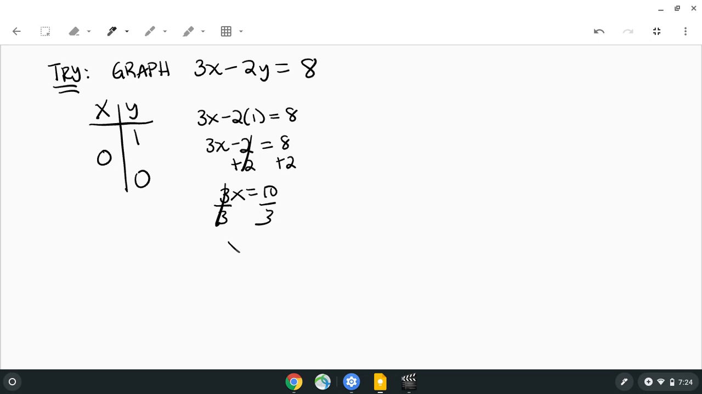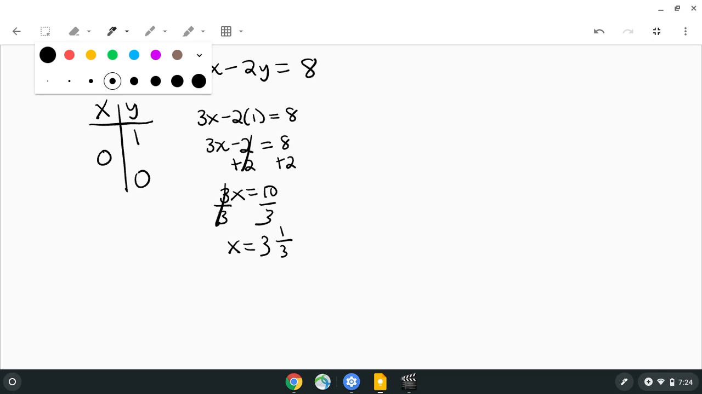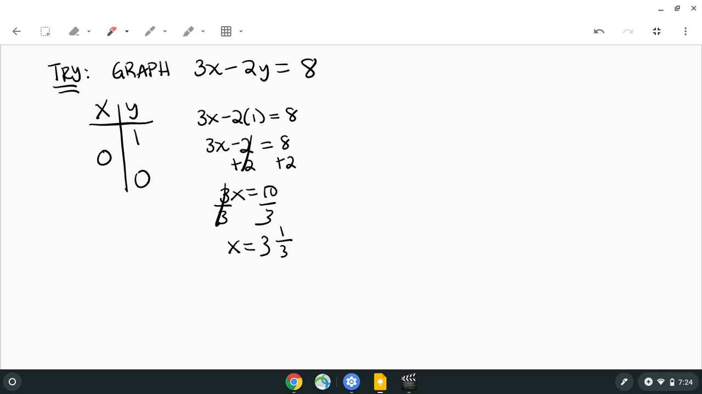X equals, I'm going to turn this into a mixed number. Okay, so 3 goes into 10 3 times, which is 9. So I have a remainder of 1, and the denominator stays the same. Okay, so 3 1/3. All right, so there's my first point.